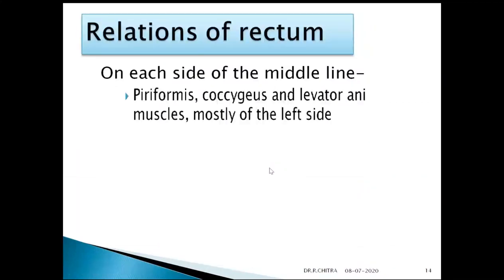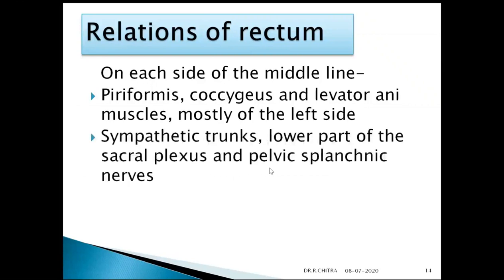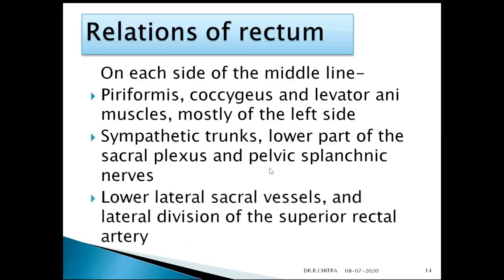On each side of the midline: piriformis, coccygeus, levator ani muscle. So these are all attached to the sacrum. Sympathetic trunks and the lower part of the sacral plexus and pelvic splanchnic nerves. Lower lateral sacral vessels and lateral division of the superior rectal vessels.